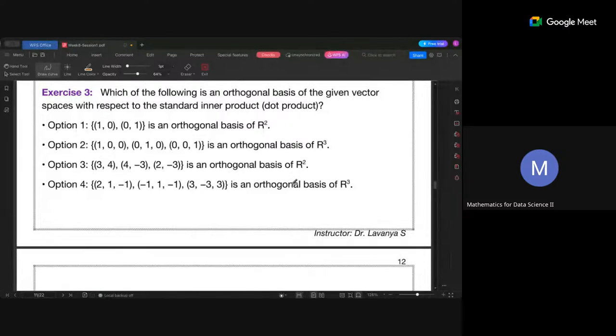Now, tell me about option 1. True, right? Yes, ma'am. Option 2? Option 2 is also true. Option 3? False. You don't have to verify anything. What about this set here? It is not zero. Scalar multiples. Scalar multiples means not linearly independent, right? Yes, ma'am. Option 4 is incorrect.